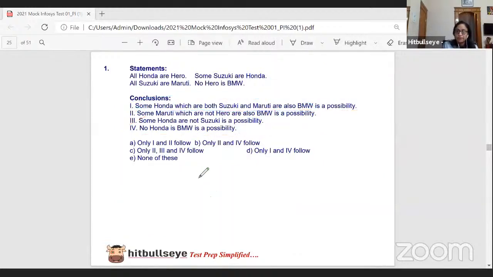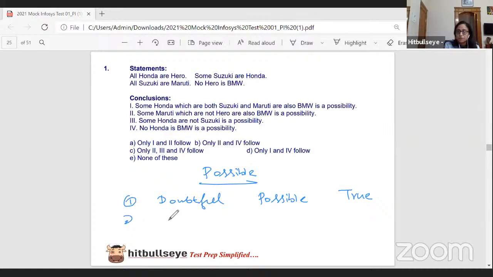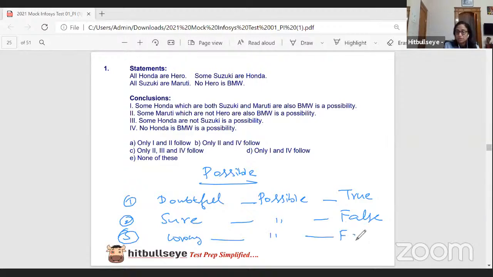So just a quick recap. With the word possible, remember, there are 3 rules. If you are doubtful about that statement and you are using the word possible, it becomes a true conclusion. If you are sure about it and you are using the word possible, it's a false conclusion. If you are already sure about that statement being wrong and you are using the word possible with it, false conclusion. Okay, so if you remember these 3 rules, you will never make a mistake with the word possible. Clear? Shall we move ahead?